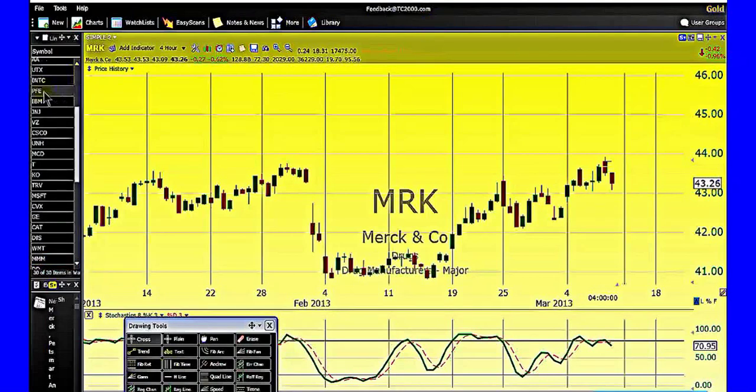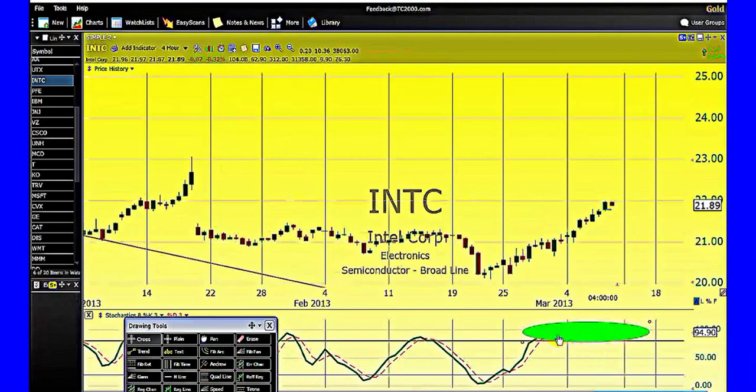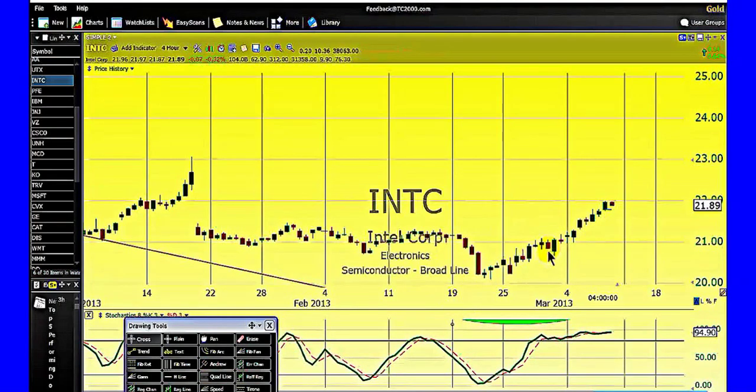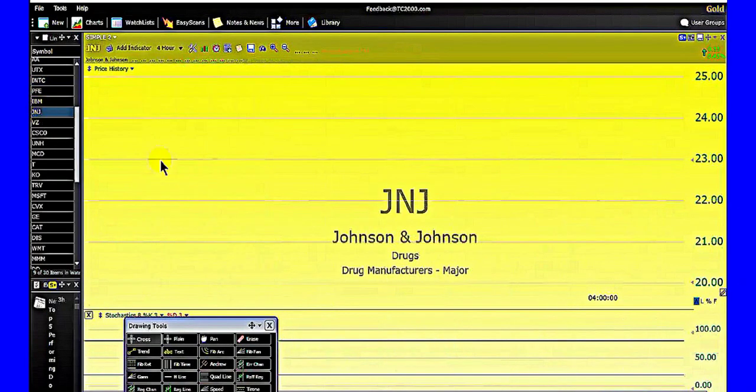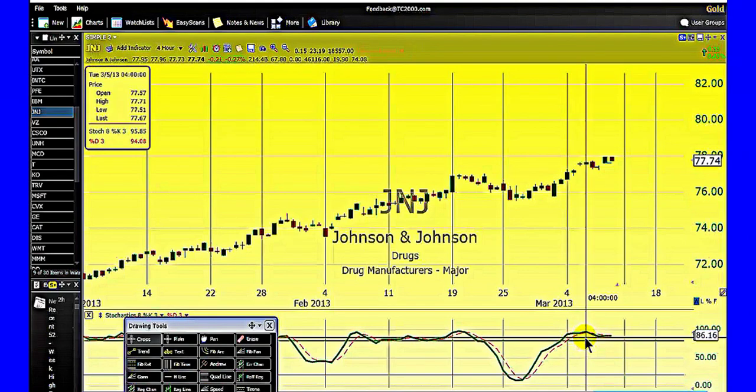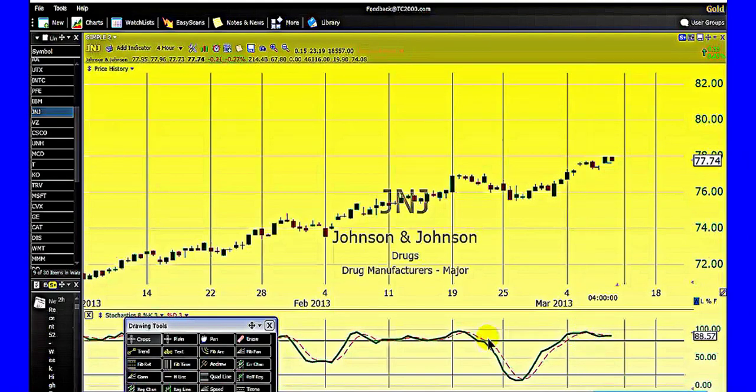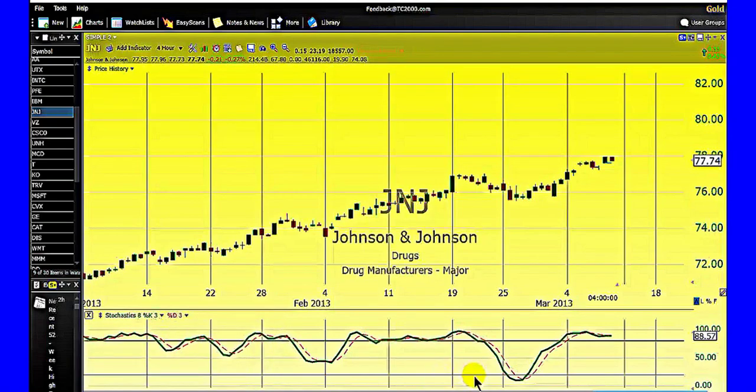Sometimes, like for Intel, you can see it was overbought, but the price is still going up. Sometimes it's just because the smart money wants to push the price to a better resistance level. And if you don't take your profit quickly, the price can come back down quickly. Johnson & Johnson was also overbought on the 5th on the 4-hour chart. Though I'm talking only about overbought, it's also valid for oversold.